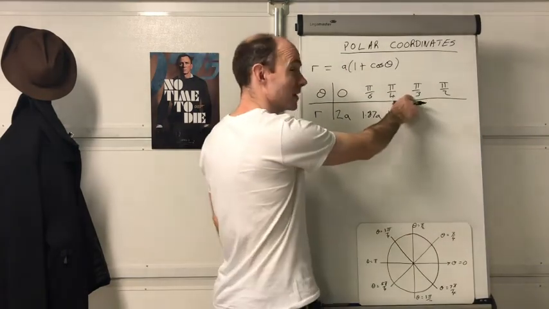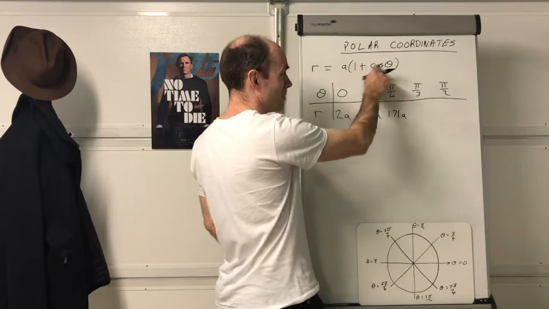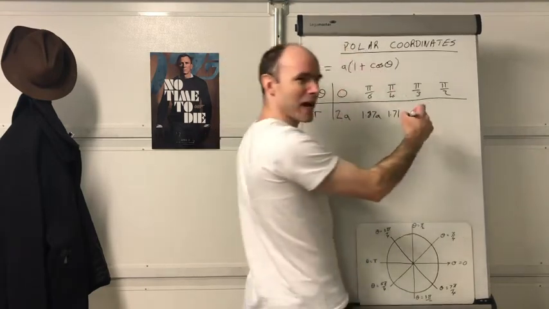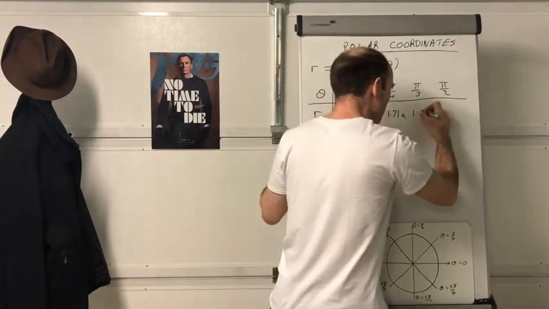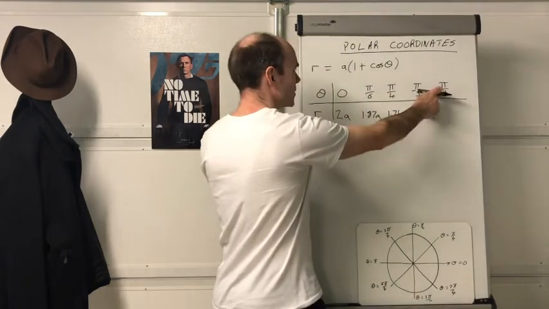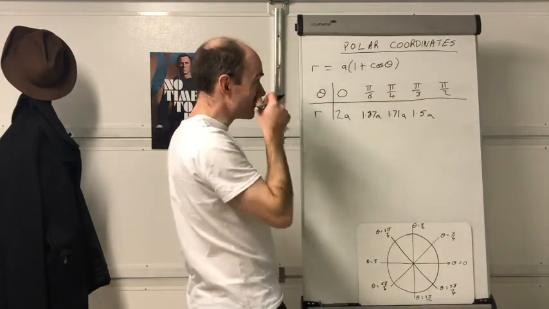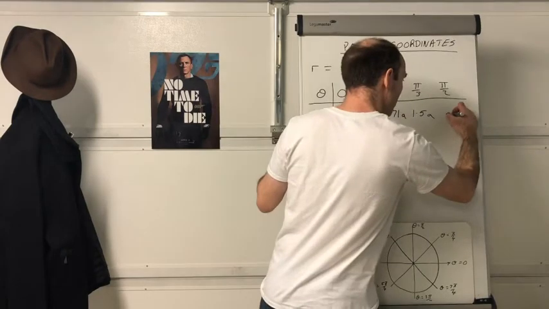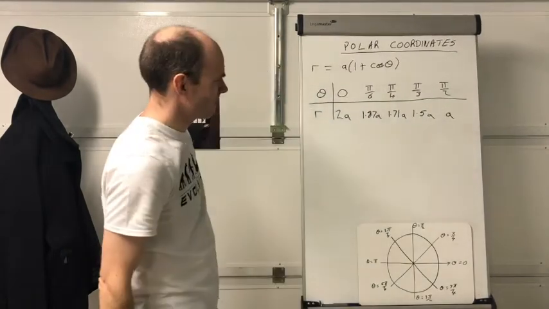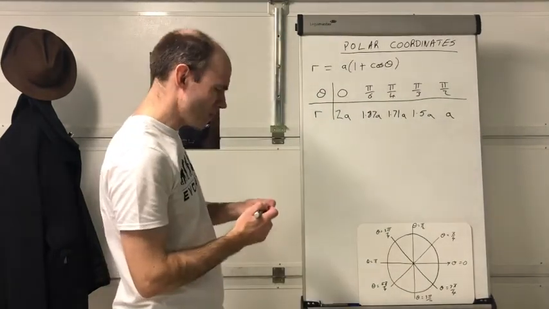Pi over 3. Thank goodness for that, an easy one. Half, so 1.5a. Would you be happy with that? Yeah, you would be. And pi over 2, another easy one. Cos is 0, so 1a. There we go. Well, what can we do with that?